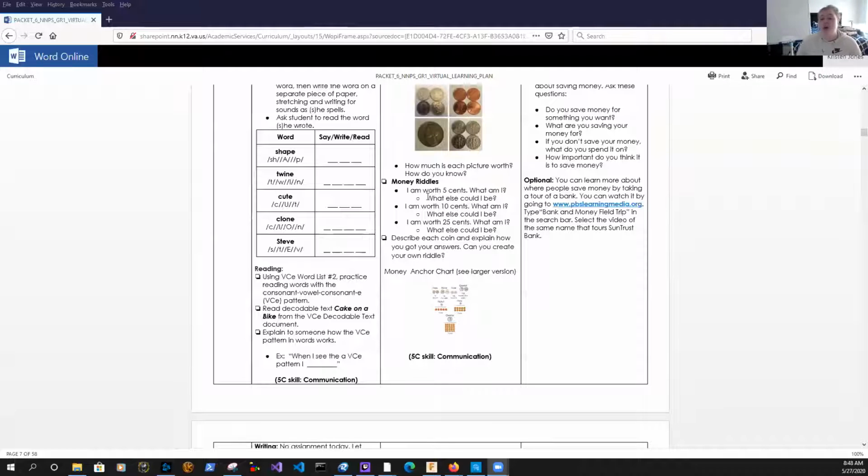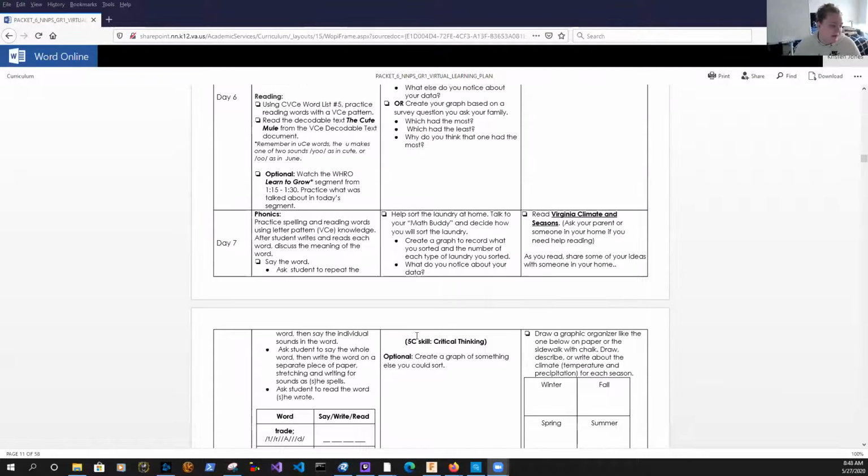So see if you can create your own riddle about money and see if you can get your math buddy to figure it out. And if you need help at all during this, you can always look at the money anchor chart. Let me go ahead and pull that up.